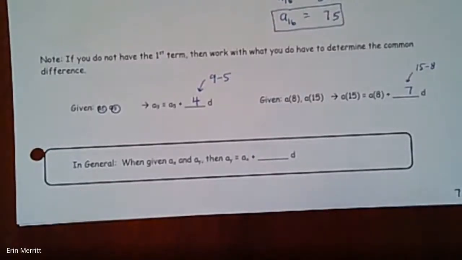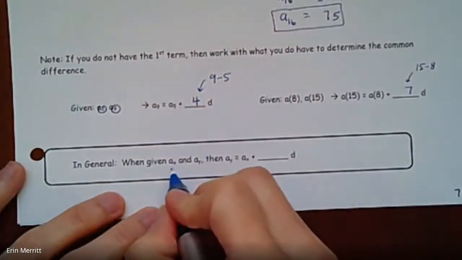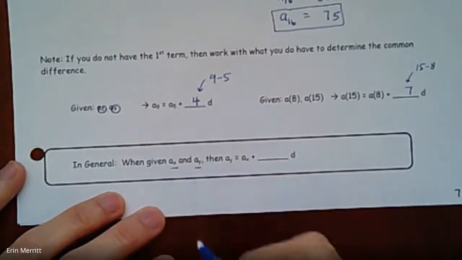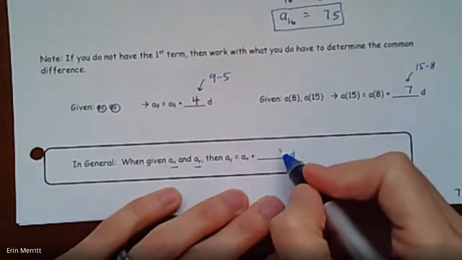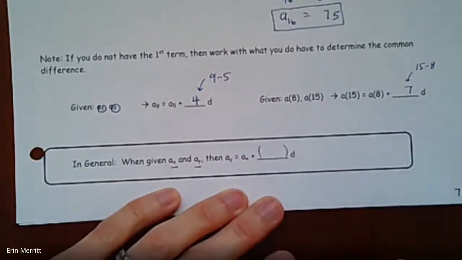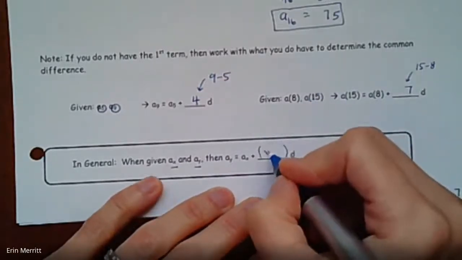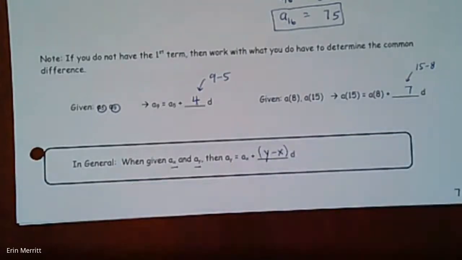So to write this generically, if you're given the a sub x term and the a sub y term, then to go from the x term up to the y term, what would go in here is whatever the difference between x and y is. So y minus x there.